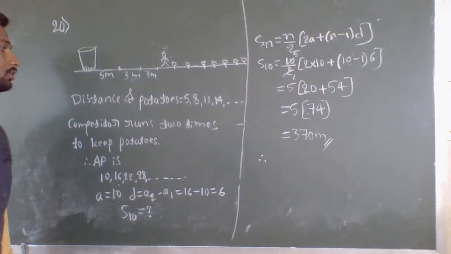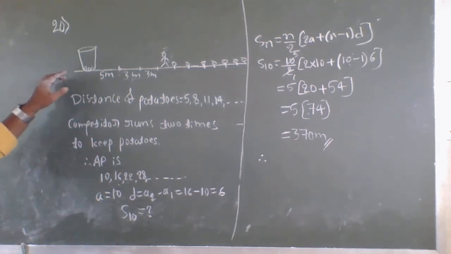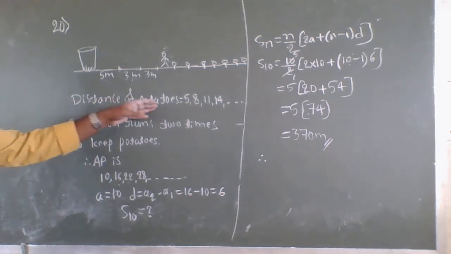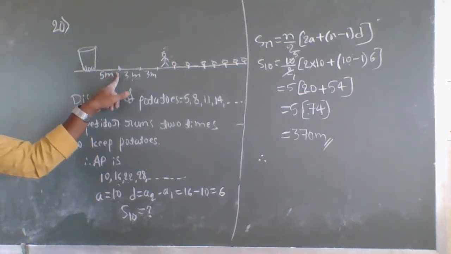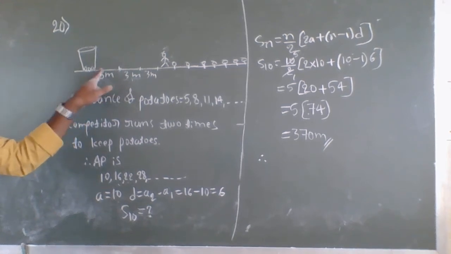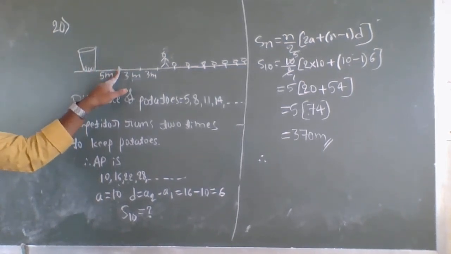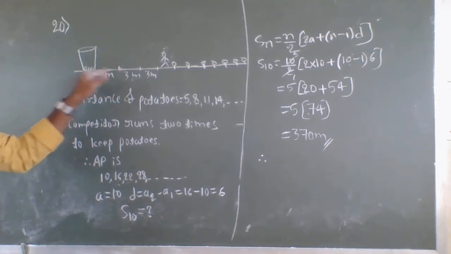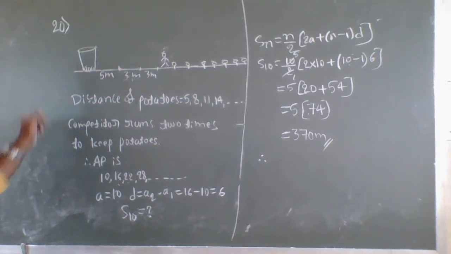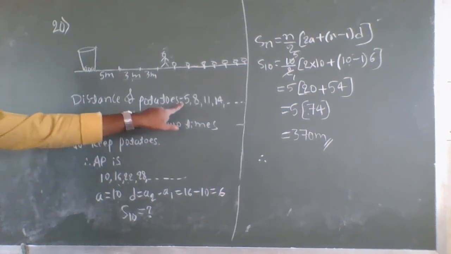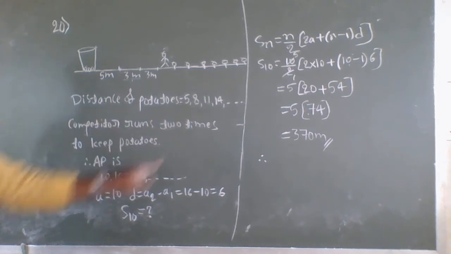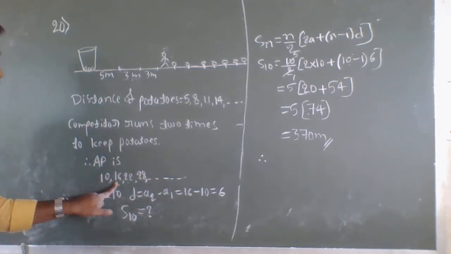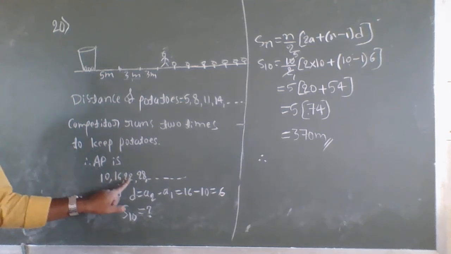So what is the problem they have given? The distance of potatoes is 5, 8, 11, 14, and the competitor has to run 2 times to keep the potatoes, because to keep the first potato she has to run from the bucket to the first potato, take it, and come back again to keep that potato. So the first potato is at a distance of 5, meaning she has to run 10 meters. The second one is 8, meaning she has to run 16. Like that we got the AP as 10, 16, 22, 28.